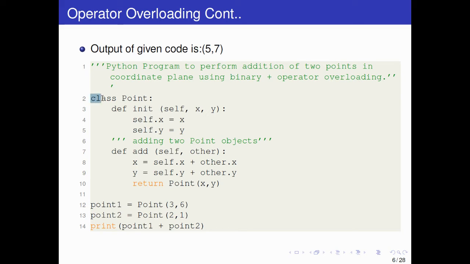So the class we are defining is Point, and define, so here something is missed: double underscore in the beginning, double underscore in the end. So they have missed that. So init, then self is the object, and the variables are x and y.